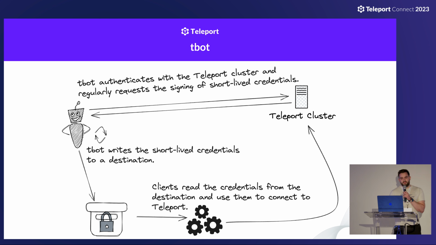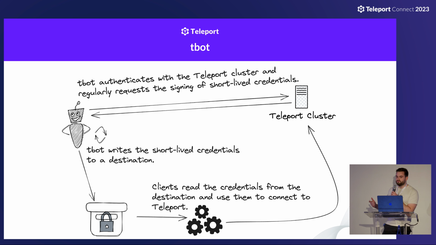These credentials can then be written out to disk or even to Kubernetes secrets. We refer to this generally as the destination. The clients like kubectl or OpenSSH can then read those credentials from the destination and use them to connect out to your Teleport-protected resources. In addition to just writing credentials, tbot also writes a bunch of helpful configuration files. You may not want to work out yourself how to configure OpenSSH to use those credentials. So we'll write out an OpenSSH compatible configuration file, and similarly for Kubernetes, we'll write out a kubeconfig file.